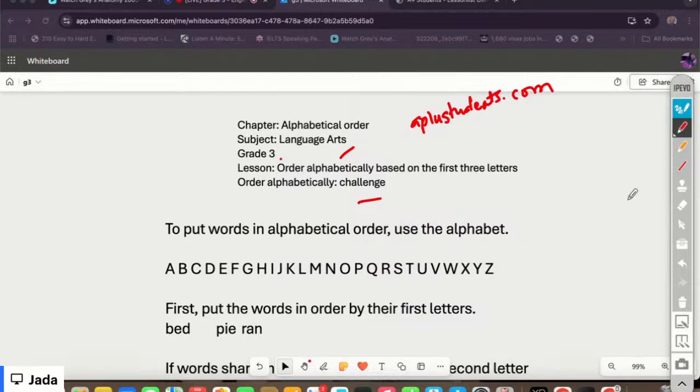All right, so when we talk about alphabetical order, it just means that we put words in alphabetical order using the alphabet. So of course we have the alphabet over here. So we're putting the words according to the alphabet that we see right now.